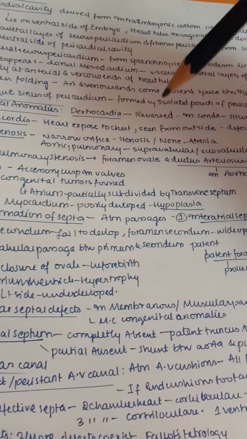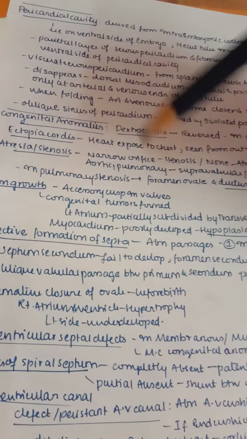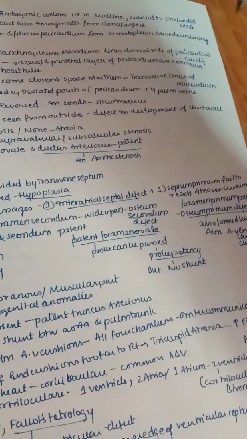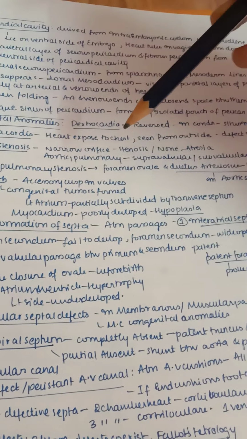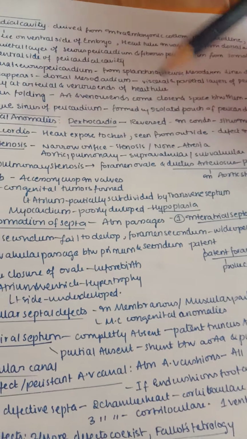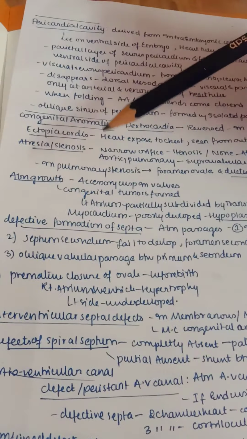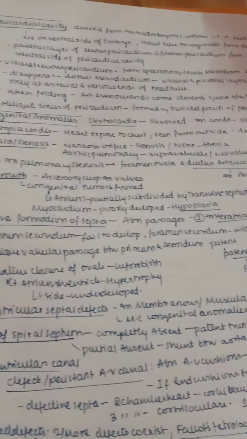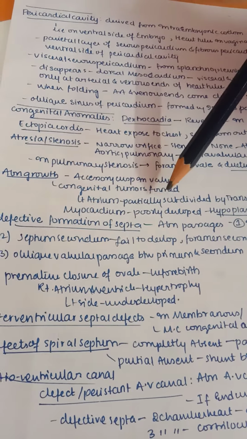So let us see some congenital anomalies, that is dextrocardia, reversed, that is in the condition situs inversus, and ectopia cordis, that is the heart is exposed to the chest, seen from the outside, and a defect in the development of the chest wall. Atresia or stenosis, that is a narrow orifice in stenosis, or none, it is not present in atresia. Aortic or pulmonary, then may be supravalvular or subvalvular stenosis, and in pulmonary stenosis the foramen ovale and the ductus arteriosus may be patent. In the aortic stenosis, abnormal growth like accessory cusps are present in walls. Congenital tumors may be formed.